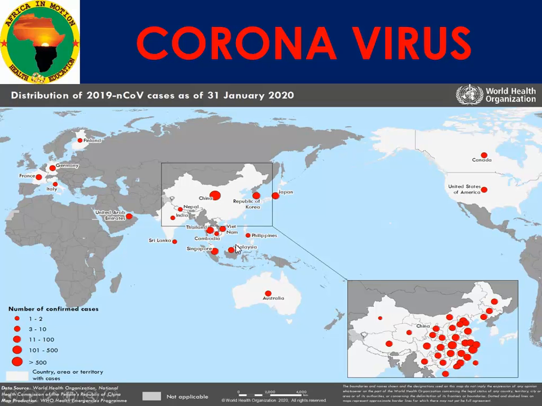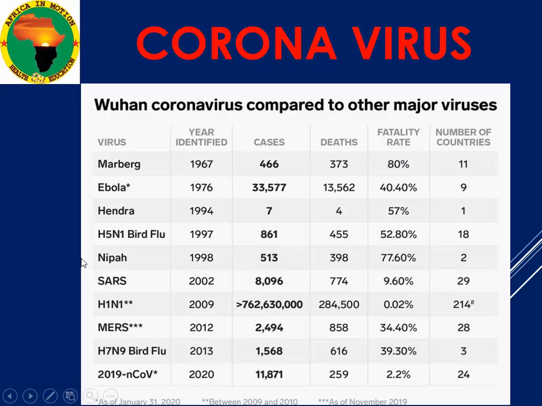When you check the map, how it started and where it was located, the main bigger cycle was here in China. You can see the high concentration was in China, but it started jumping to other areas. It reached Japan, it went to Canada, the United States of America, Australia, United Arab Emirates, as well as Europe. At that time, we are talking about 31st January 2020, Africa was still spared.